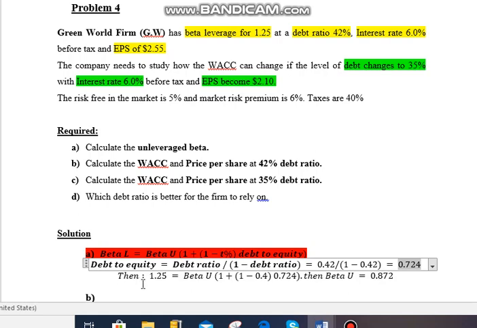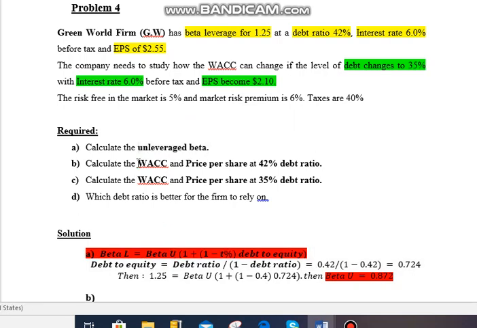Then we solve for the unlevered beta. The levered beta is 1.25, so it's equal to the unlevered beta times 1 plus (1 minus the tax rate 0.4) multiplied by the debt to equity ratio that we have calculated, 0.724. Then we get the unlevered beta equal to 0.872. So that's how we can calculate the unlevered beta using the levered beta formula.